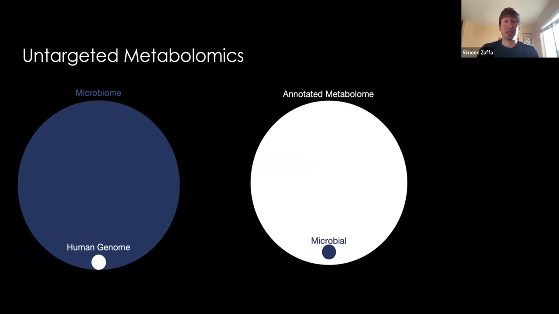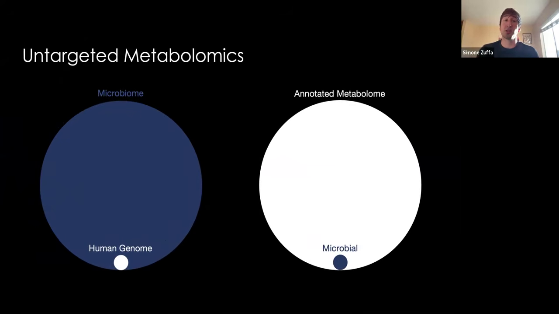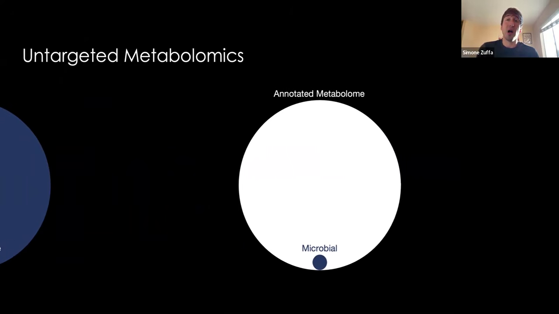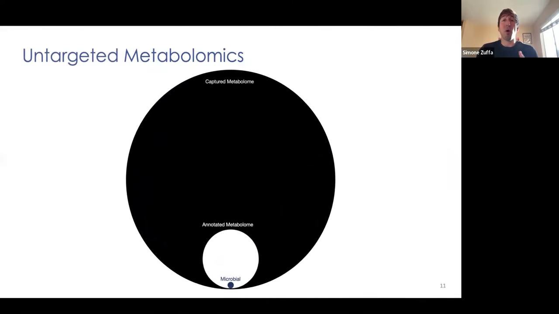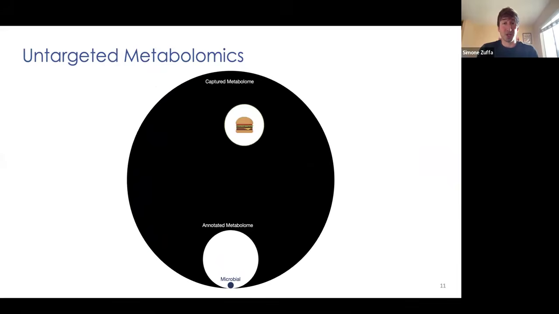And this doesn't reflect at all the enormous genetic potential of the microbiome that encodes 100 times more genes than the human genome. So there is a lot of potential there and a lot that is waiting to be discovered. So how can we make sense of all the molecules that we are actually capturing through our studies, since the annotated part is a really small fraction?